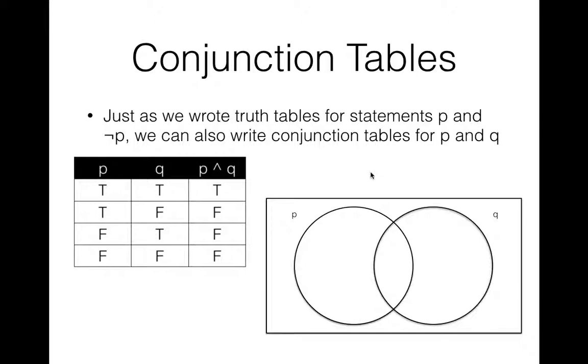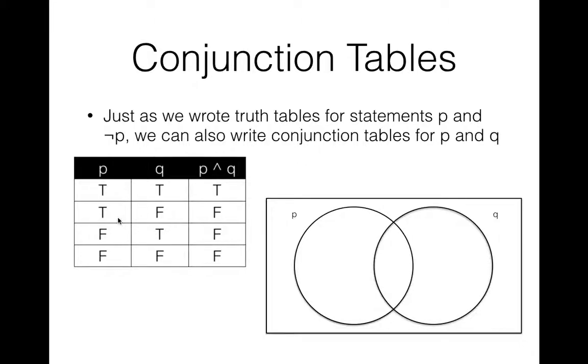We can also write conjunction tables. So think about either my two statements or your two statements. If they're both true, then the conjunction of P and Q must also be true. I do have brown eyes and I do like hummus. So this is true.